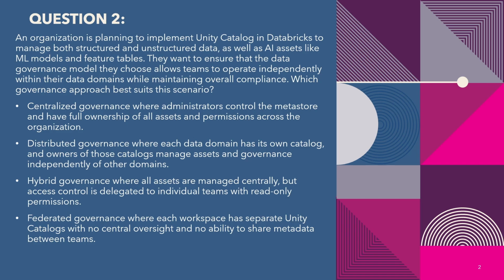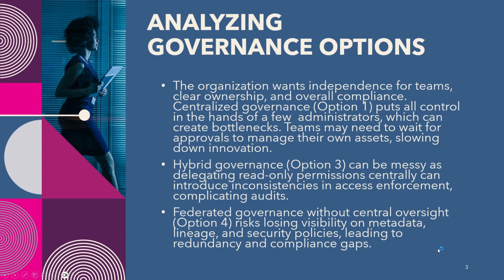That rules out a fully centralized model. Centralized governance, Option 1, puts all control in the hands of a few administrators. Sure, it ensures strict compliance, but it can create bottlenecks. Teams need to wait for approvals to manage their own assets, which slows down innovation, especially when dealing with ML models or feature tables that require frequent updates.